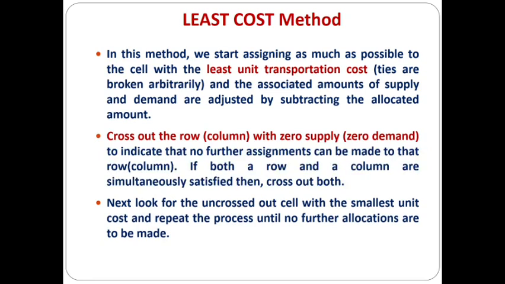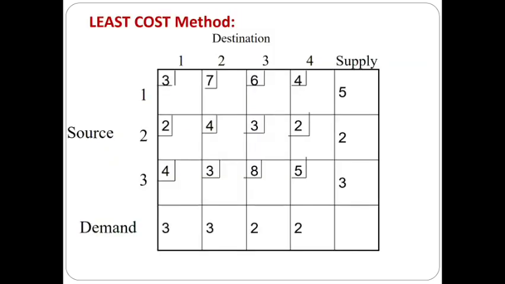If there is 0 supply or 0 demand, we have to cross out the particular row or column. And if both the row and column are simultaneously satisfied, we have to cross them out. And we have to look for the uncrossed out cells with the smallest unit cost and repeat the process until no further allocations are to be made. We will explain it with an example.